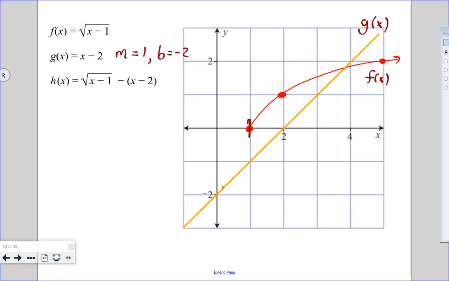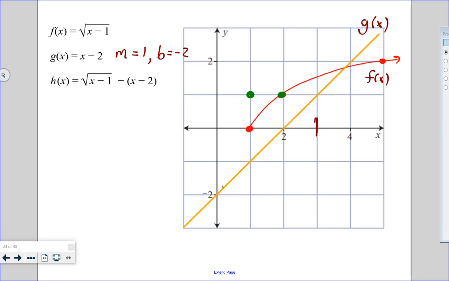And you have to be careful because order of subtraction is important. I'm going to take the y-coordinate on f, which is 0, and subtract the y-coordinate on g, which is 1, giving me 1. Then I'm going to move on, and I'm going to take the y-coordinate on f, which is 1, minus the y-coordinate on g, which is 0, and get 1 again. You still with me?